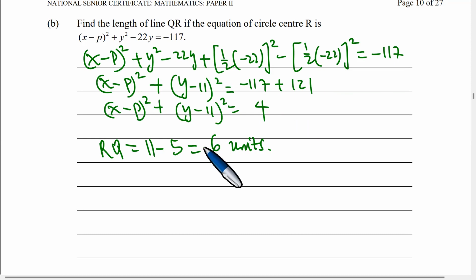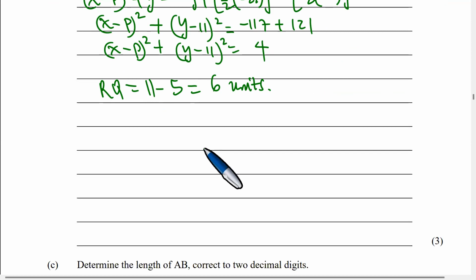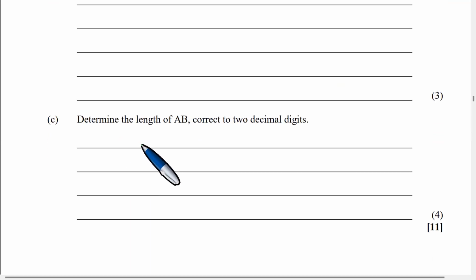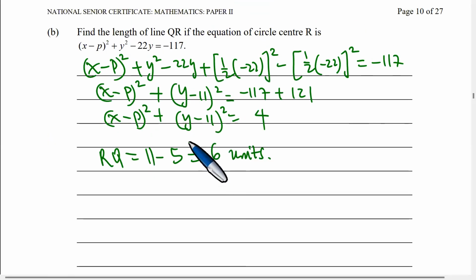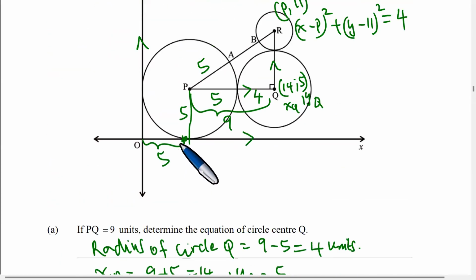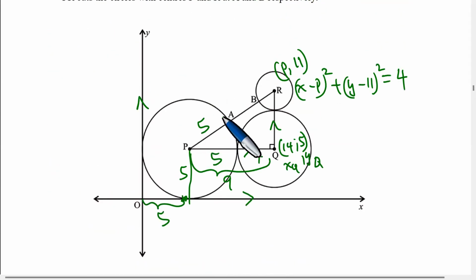Okay, next. Determine the length of AB correct to 2 decimal digits. The length of AB correct to 2 decimal digits. Right, how do we therefore find the length of AB correct to 2 decimal digits?